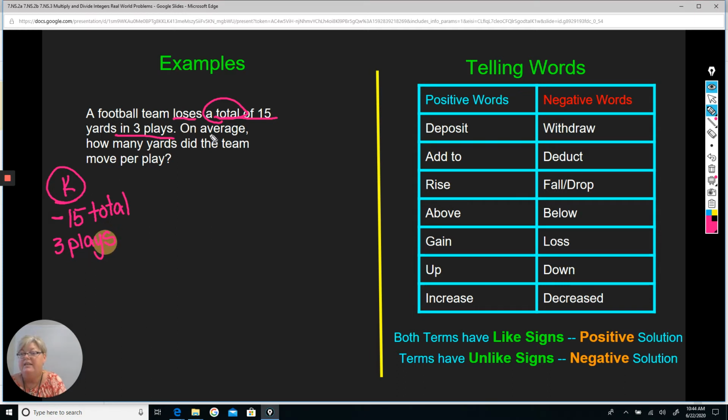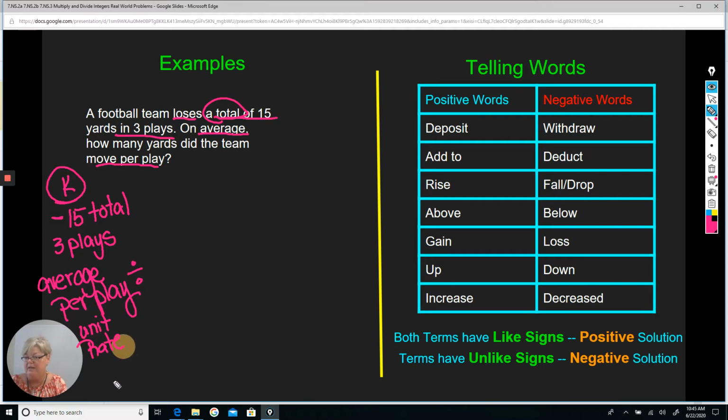Now, right here is key. It says on average, how many yards does the team move per play? Well, average is going to tell us to divide. The average per play, meaning that I want to know how much one play is. So this is going to tell me to divide. And remember, when you have per play, per one play, that is like a unit rate. So let's not forget unit rate as well.